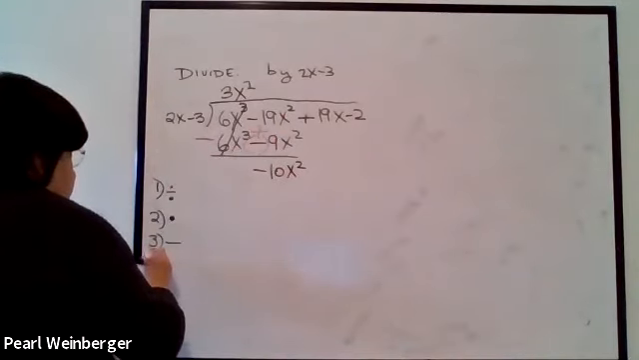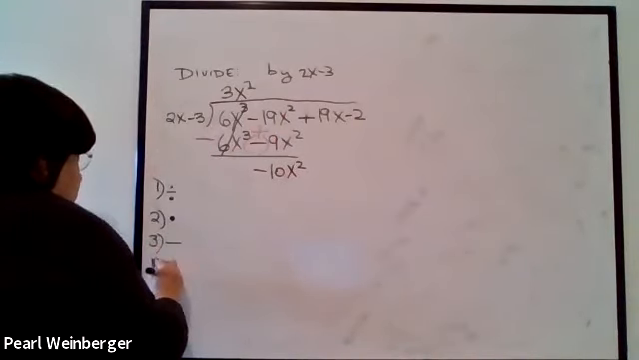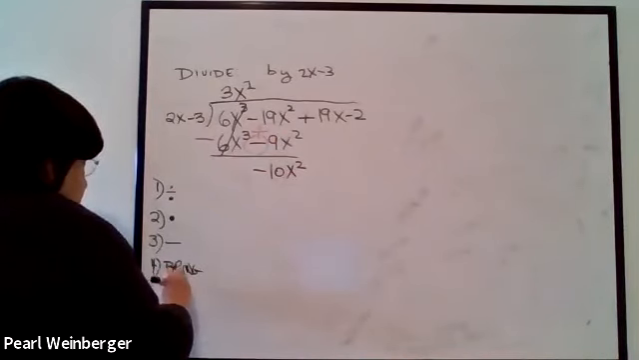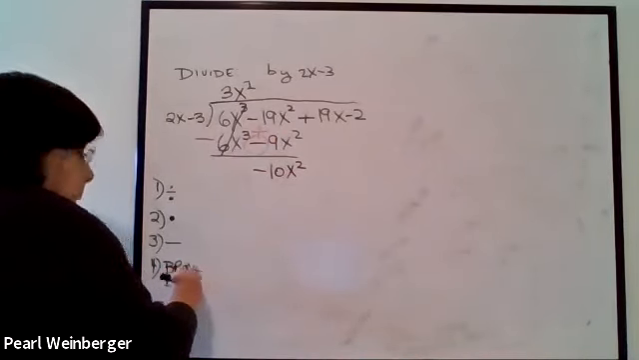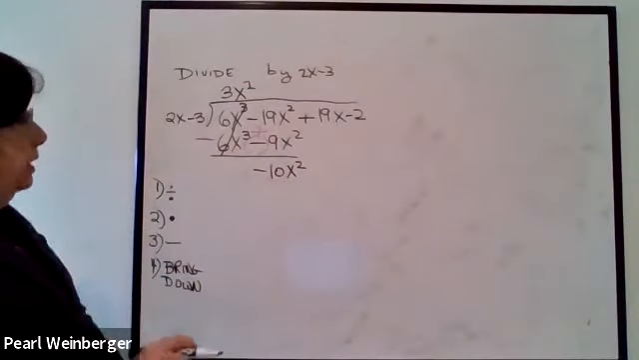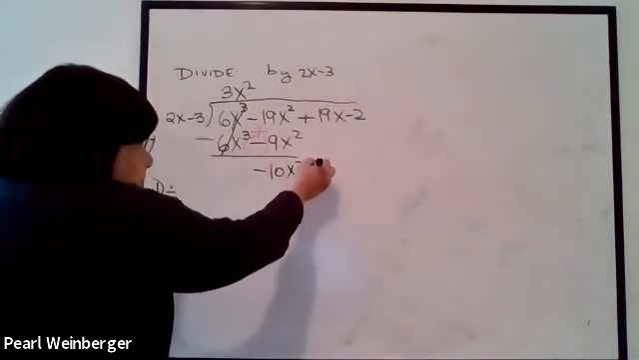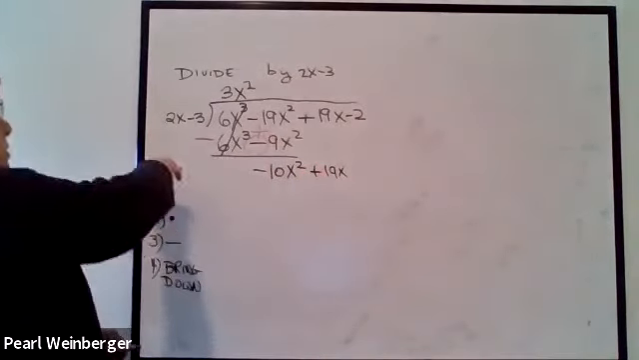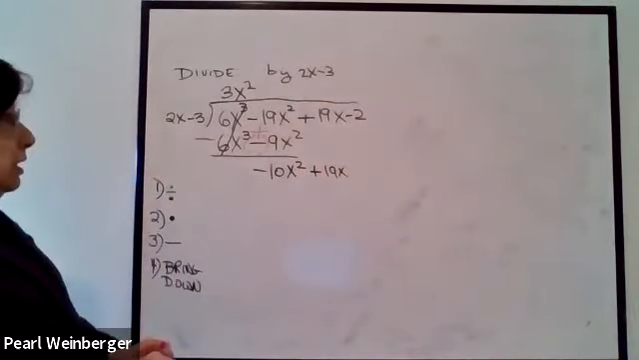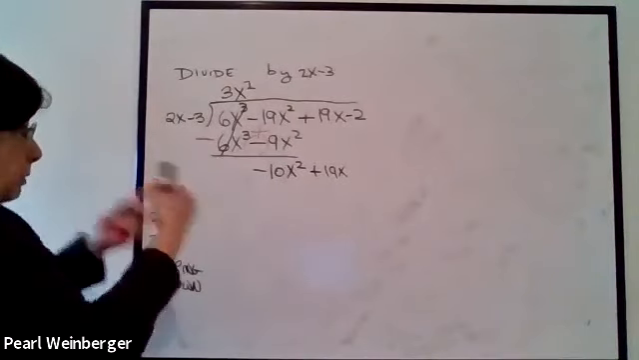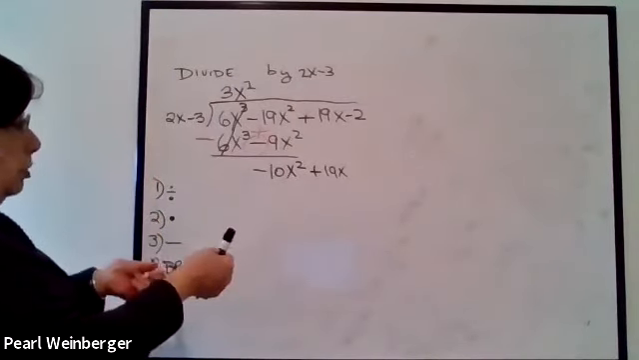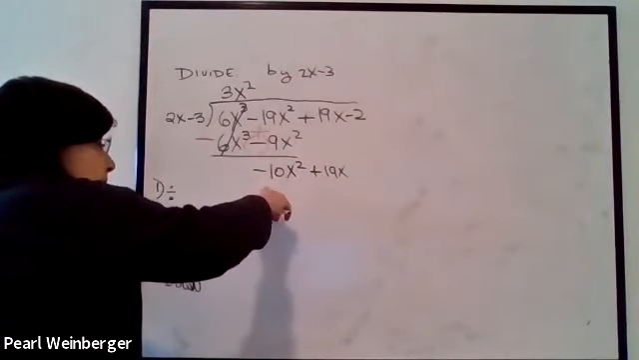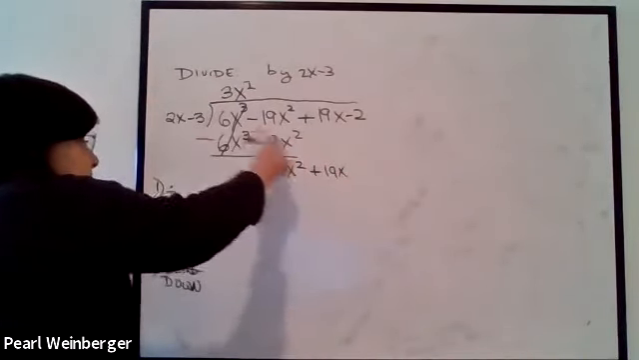The last step is to bring down the next term. So we're going to now bring down the next term, which is positive 19x. And we go right back to the start of where we started and do the whole set of steps all over again, now on this new negative 10x squared plus 19x.